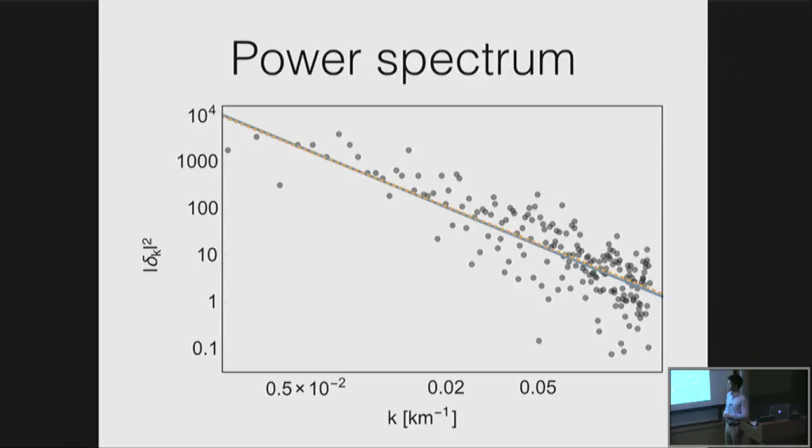Here what I've done is take a Fourier transform of a large population density map of the United States, and I plotted the power spectrum obtained from doing that.